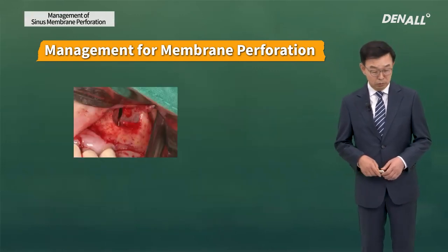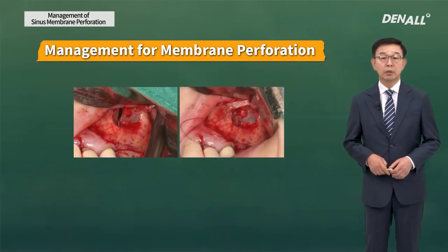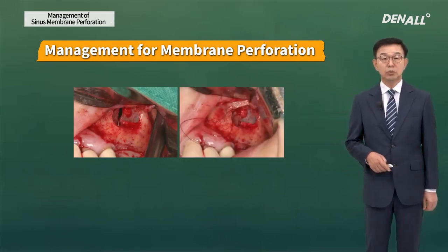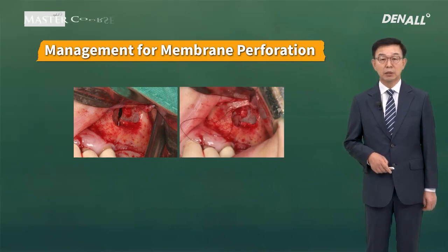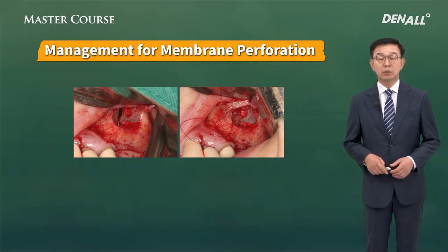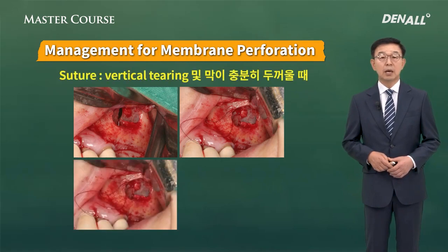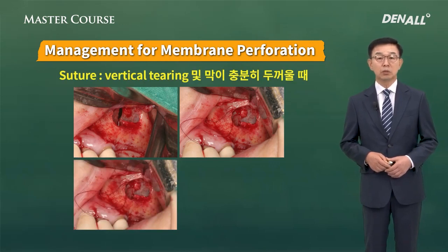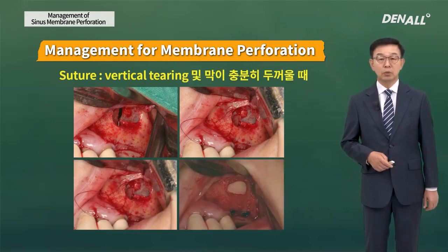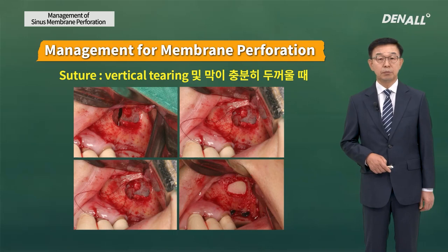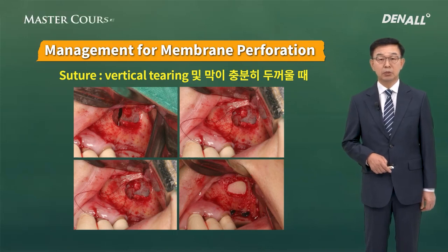Next, I'm going to talk about doing direct suture. This is done extremely rarely, because if there's perforation, in the case if it is very thin, if you do suture, tearing can exacerbate. When you do suture, this is done when the sinus membrane is very thick and when there is a vertical tear. Other than that, in most cases, if you use resorbable membrane, you'll be able to repair it very easily and place the implant.